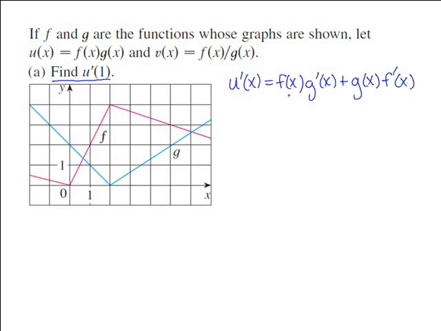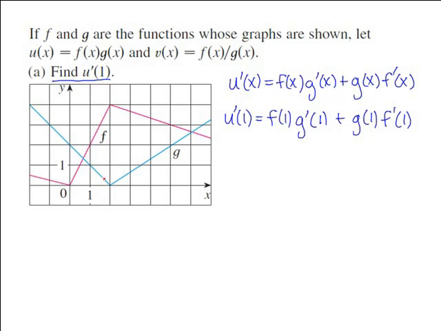And so now we have this expression for u prime of x, and we need to evaluate that at x equal to 1. And so u prime of 1 will be equal to f of 1 times g prime of 1 plus g of 1 times f prime of 1. And so now we end up with this expression for u prime of 1. The only way to evaluate the expression is to find the values for f, f prime, g, and g prime, all at x equal to 1, from the given graph.